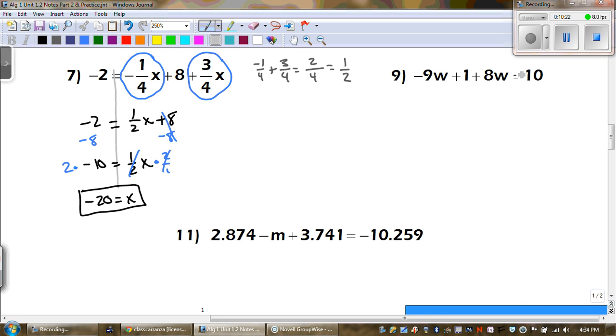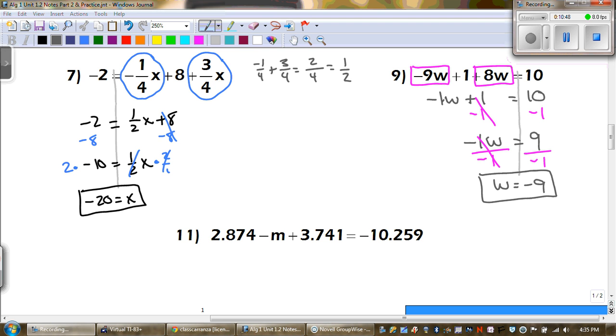Okay, number 9. Number 9, you're going to have to combine like terms and then solve. Be very careful because it's kind of like number 5. All right, I want you guys to try it all by yourself. Pause the video and good luck. Okay, so once you combine, you get negative 1w plus 1 equals 10. Subtract the 1 and divide by negative 1. All right, let's move on.